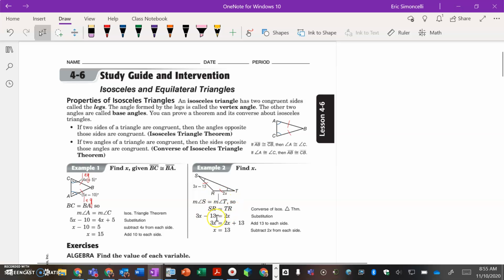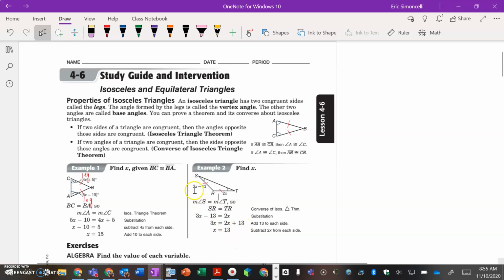And they say that here in the statement, starting with the measure of angle S equal to the measure of angle T. So SR is equal to TR, the actual measure of those two sides. Yes, they're also congruent, both the angles and the sides, again because of the converse of the isosceles triangle theorem. But now we can argue that they're equal to each other. SR is equal to TR. So simply 3x minus 13 equals 2x. We subtract 2x, we add 13, so subtracting 2x gives us x, and therefore x is equal to 13.